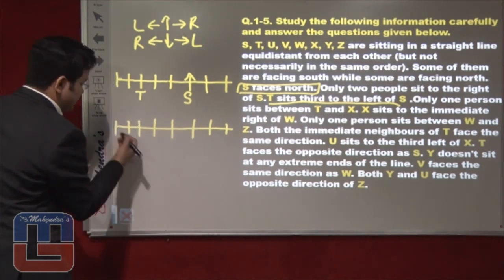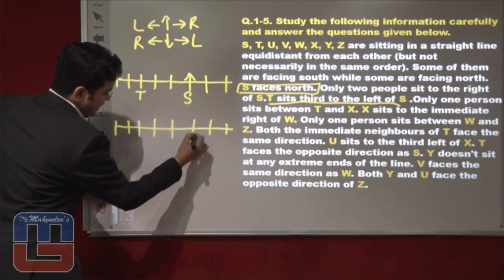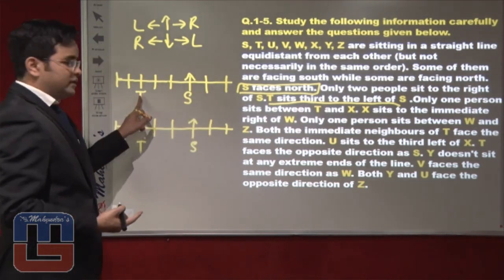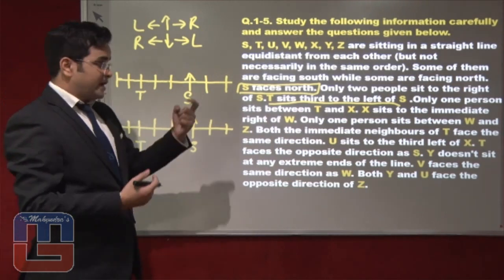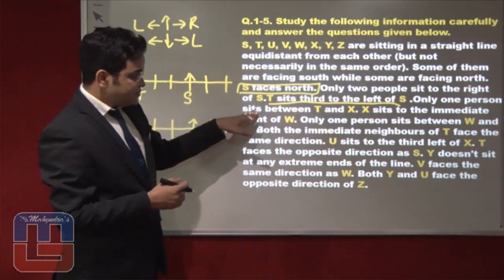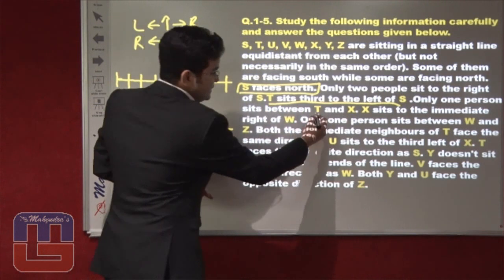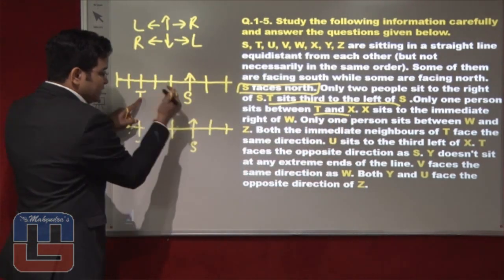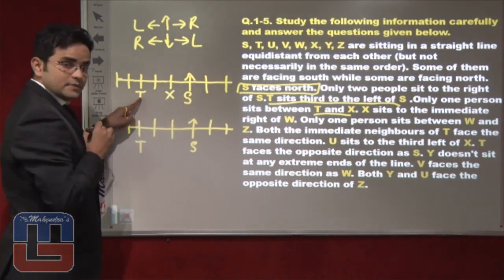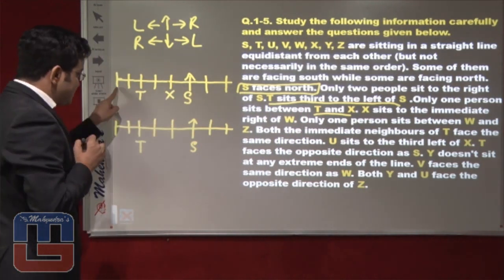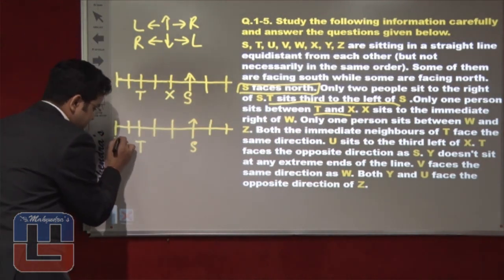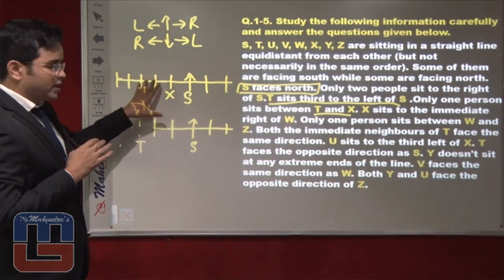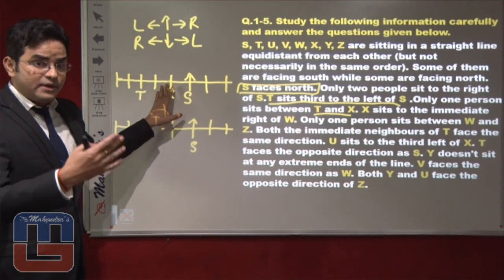You can draw the sentences here as it is. S you can draw here, he is facing north. T you can draw here. We don't know which direction T is facing. So read out the next line. Only one person sits between T and X. It is given that between T and X only one person is sitting. So once you take T here, X you can take here. Another possibility is X being this side. It means you can put X here. Okay, so you have chosen two possibilities and you are going through both of them simultaneously.